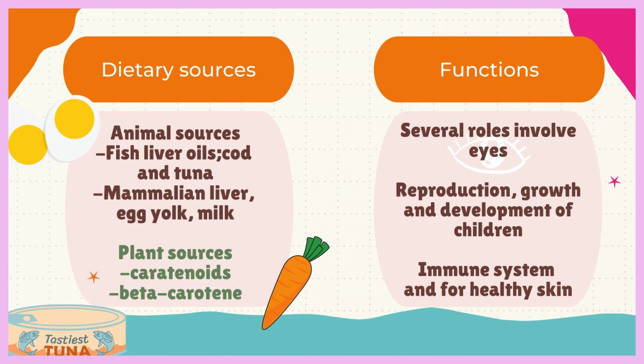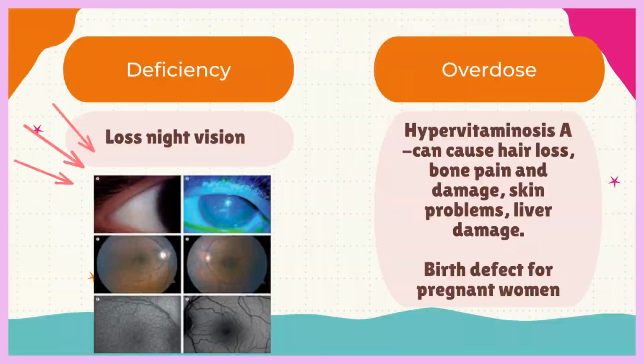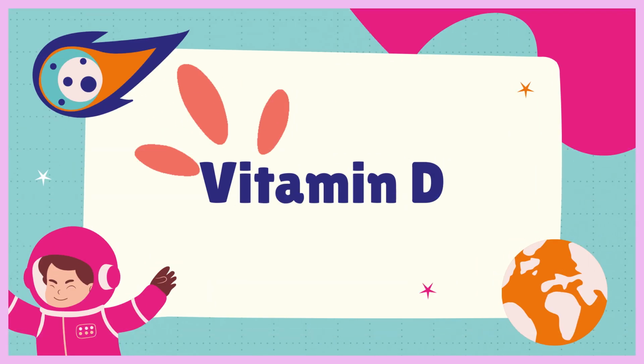The main function of vitamin A is mainly involving our eyes, reproduction, growth and development of children, and also the immune system and healthy skin. The deficiency of vitamin A will lead to lost night vision. Meanwhile, the excess will cause hypervitaminosis A, which can cause hair loss, bone pain, skin problems, liver damage, and also it will cause birth defects for pregnant women. Now, let's move on to vitamin D.